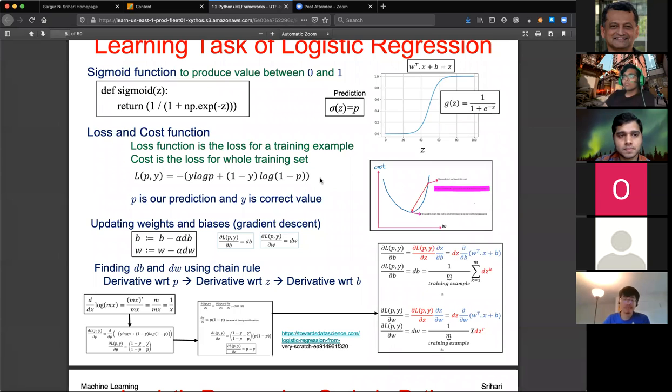And cost is taking the summation of the loss over a whole set of training samples, just like we talked about sum of squared errors. All right, so that's the answer to the error question. All right, what's the next question?